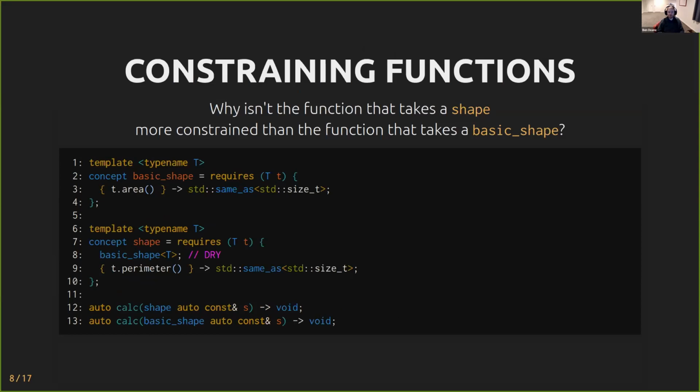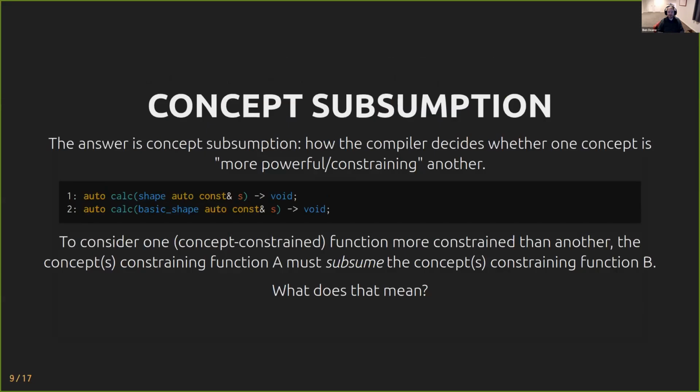Here is what we wrote. And in an attempt to not repeat ourselves, we put that basic shape T inside our shape concept, hoping that the compiler could see that. In fact, as it told us, it couldn't really see that. And the reason why is this idea of concept subsumption. So this is how the compiler decides whether one concept is somehow more constraining than another.